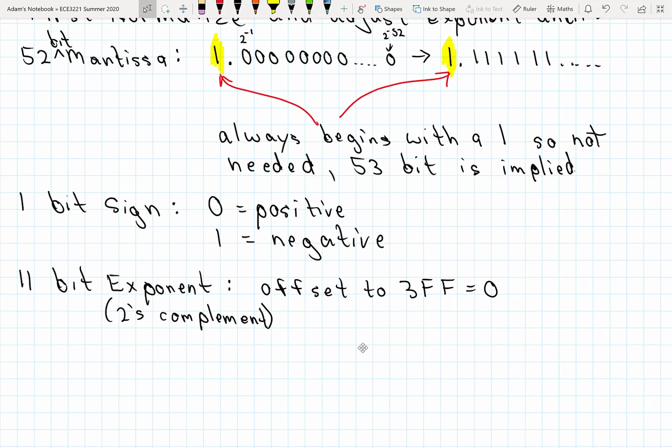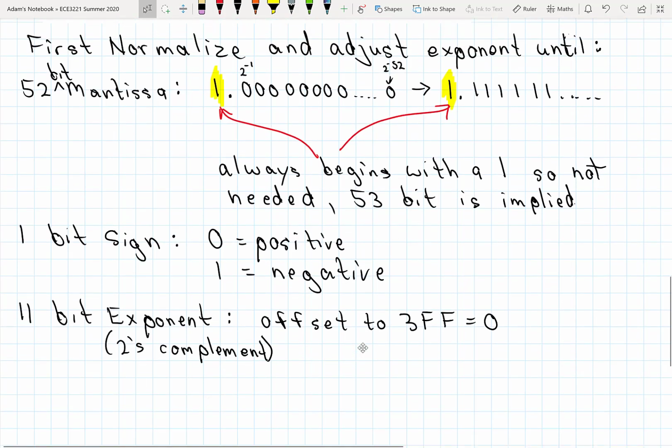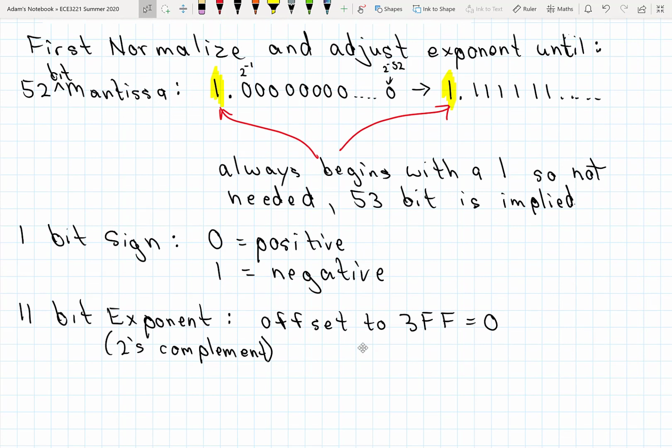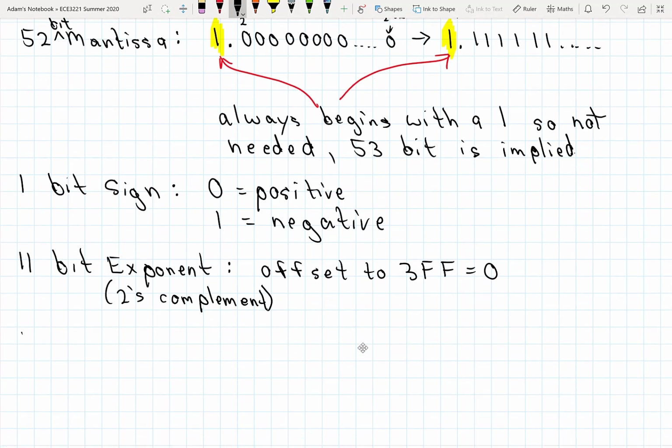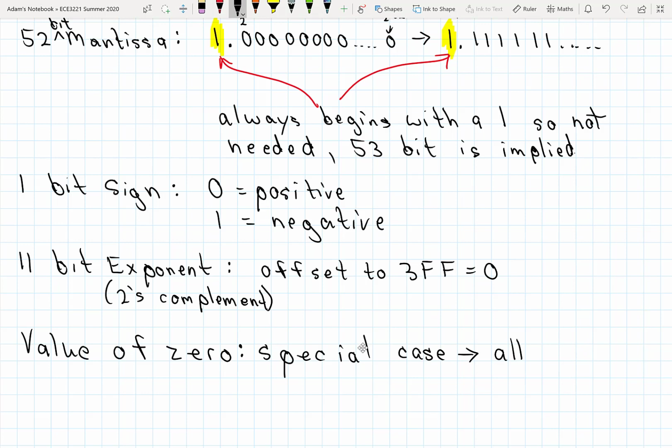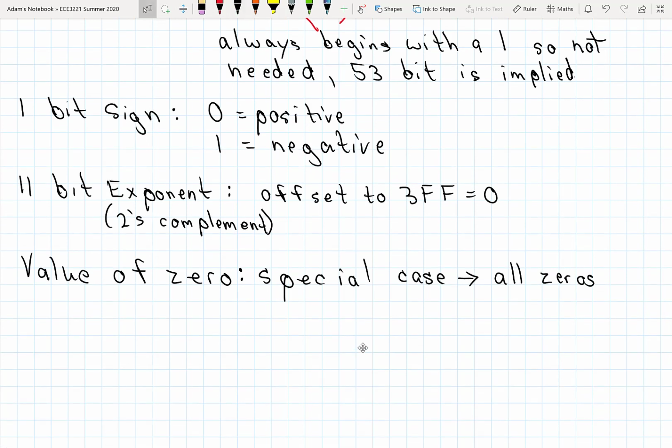And with all of this in place, we don't really see a means of representing a value of 0, particularly if that 52-bit mantissa has an implied 53rd bit that's a 1. That doesn't really allow us to represent a 0. So there's a special case to represent a 0. A value of 0 is a special case where the entire 64 bits are all zeros. Okay, so that's easy enough.